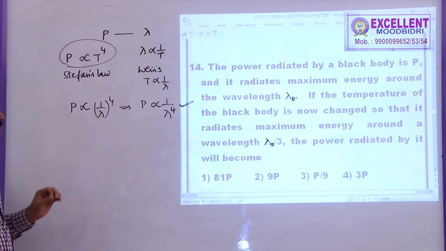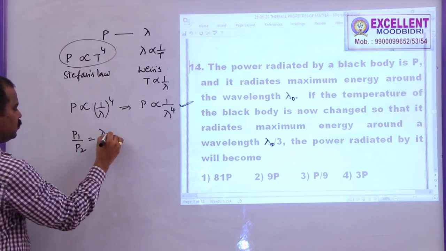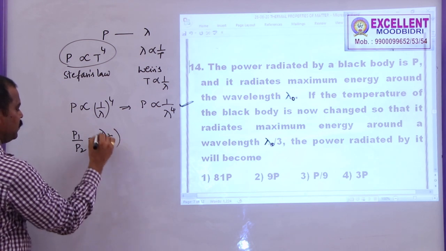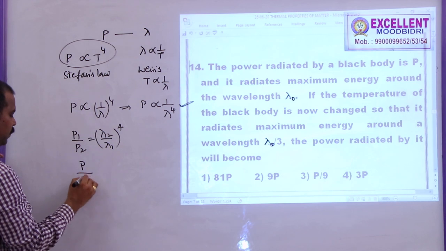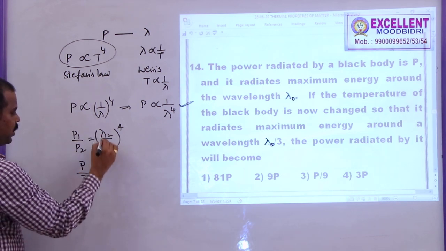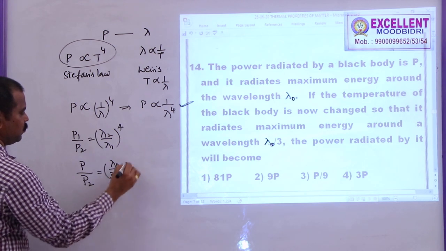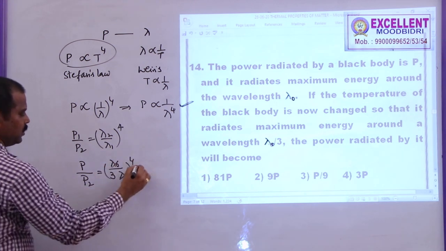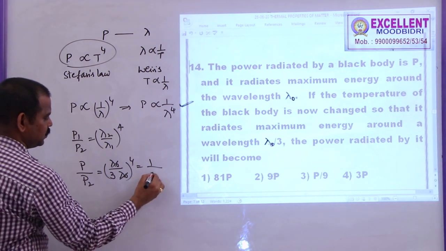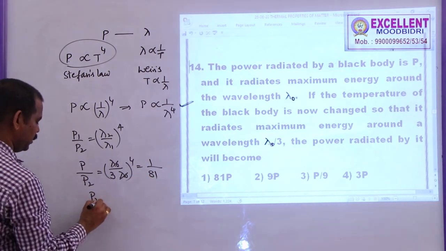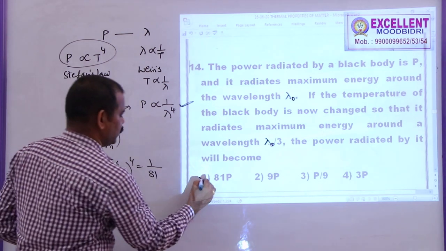Now in this case, P1 by P2 is equal to lambda 2 by lambda 1 whole power 4. The initial power is given as P. The final power that we are going to find, lambda 2 is lambda naught by 3, into lambda naught whole power 4. These two get cancelled. 3 3s are 9, 9 3s are 27, 81. So the final power will be 81 times the initial power. So option 1 is correct.